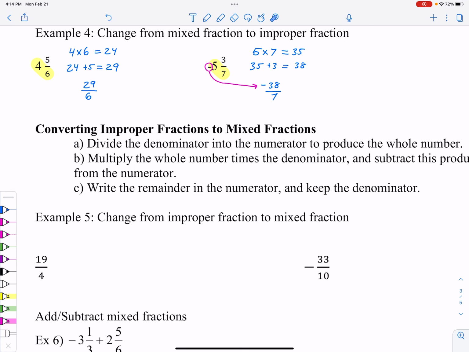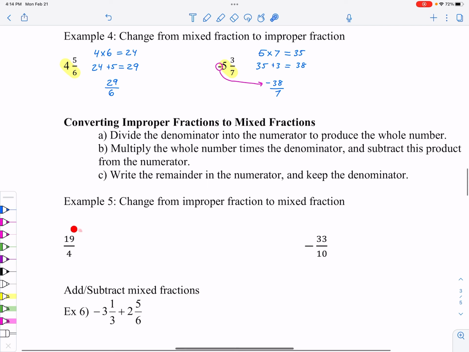Well, we can go the other way around too. So converting improper fractions to mixed fractions. This time we're going to start with our improper fraction and we're going to go backwards till we get a mixed fraction. Our step 1 is divide the denominator into the numerator to produce the whole number. So first I'm going to do 19 divided by 4 to get us our whole number. Then we multiply the whole number with the denominator and subtract this from the numerator. And then we'll write the remainder in the numerator and keep the denominator.